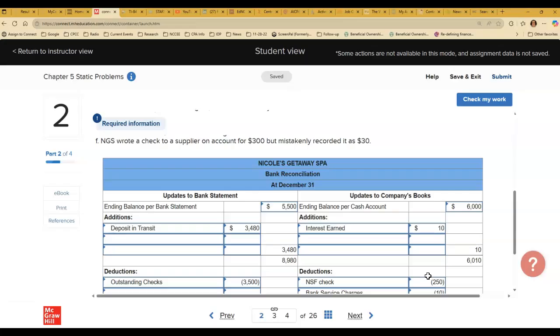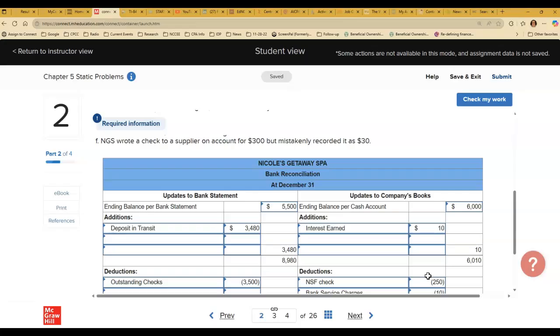Okay? So those are some of the things that you've got to be really thinking about. Was it a check that we wrote? Was it a deposit that we put in? Because depending on what we did, it works in the opposite direction.